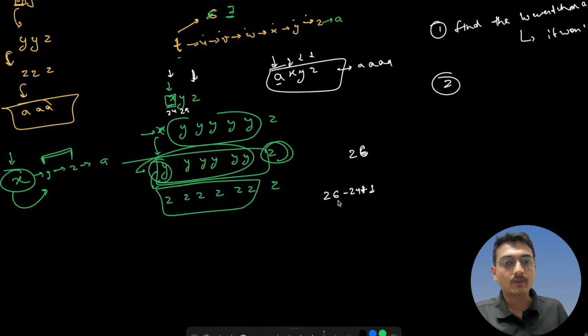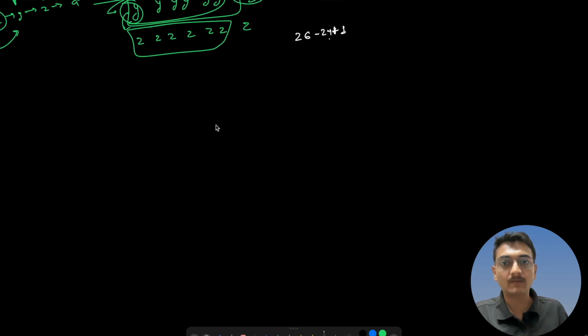So 26 minus 24 will tell me how many jumps I need to take from x to z. So it is two jumps, right? Let me write clearly: x, y, z. Now I know one thing for sure, that I will be starting from the lowest possible character. I will convert from x to y, then from y to z. So how many jumps would I require from x?